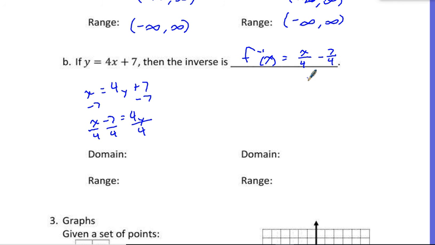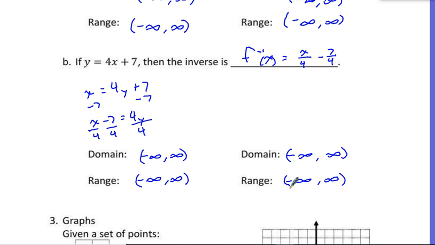Both of these are linear equations. There are no restrictions on x or the values of x. So again, the domain is all real numbers and the range the same. All real numbers, or negative infinity to infinity. And that's for both of these functions. Because the domain and range is the same on both, it's harder to see that they are in fact interchanged, the domains and ranges, like you saw in the first example.